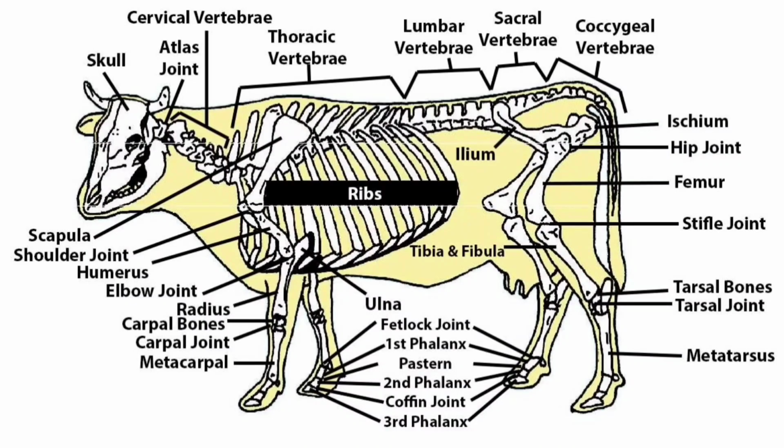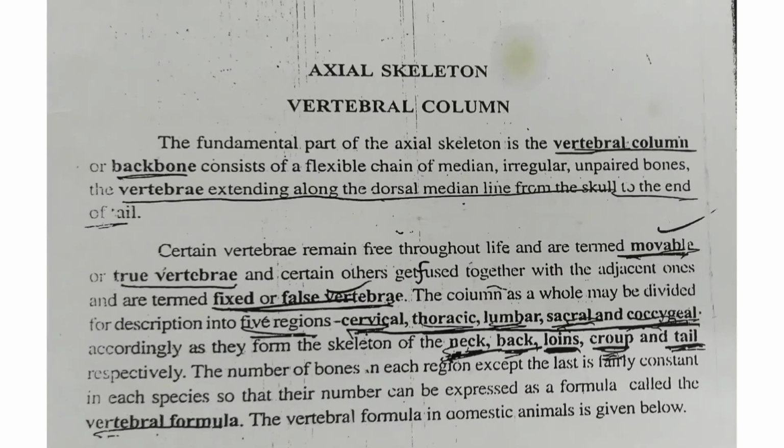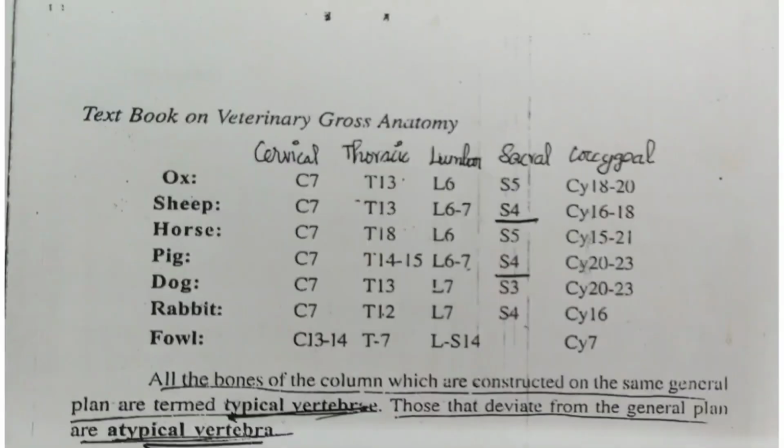Now, one more important point is the vertebral formula. In each species, the number of vertebrae in each region is fixed, and those are expressed as C7, T13, L6, S5, and coccygeal 18 to 20. This is for the ox, which means there are 7 cervical vertebrae, 13 thoracic, 6 lumbar, 5 sacral, and the coccygeal ranges between 18 to 20.